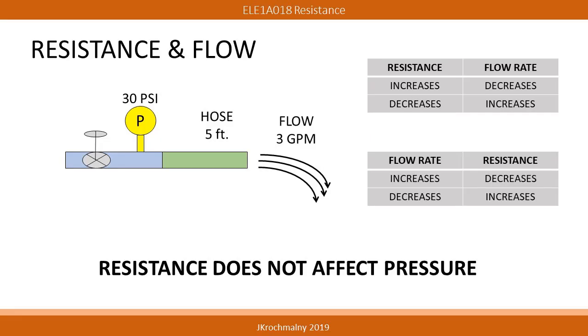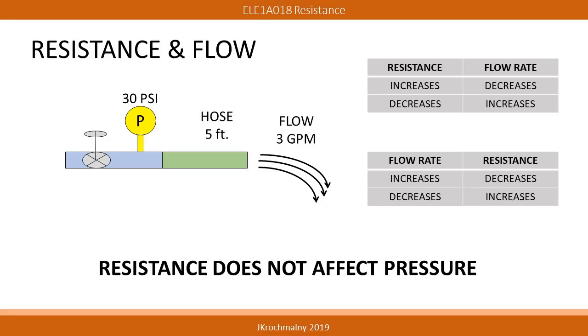When understanding the cause and effect between resistance and flow, we can look at it from the resistance's effect on that flow. An increase in resistance will result in a decrease in flow. A decrease in resistance will result in an increased flow.